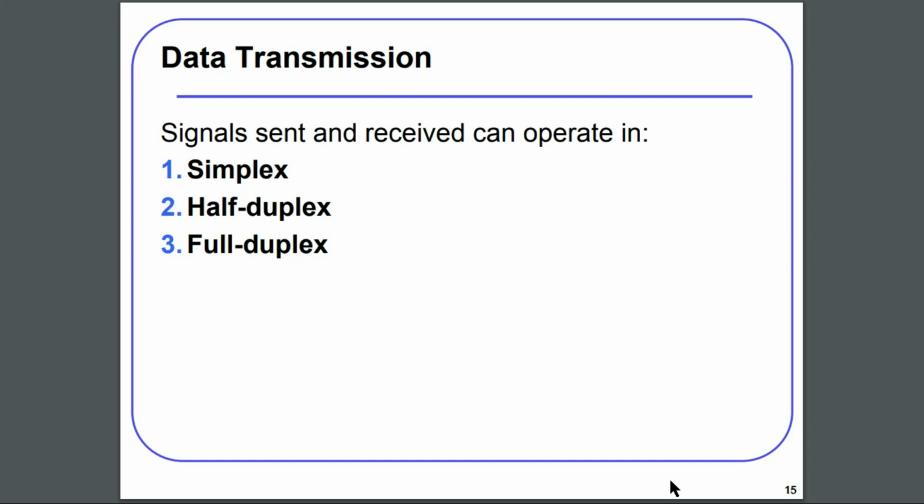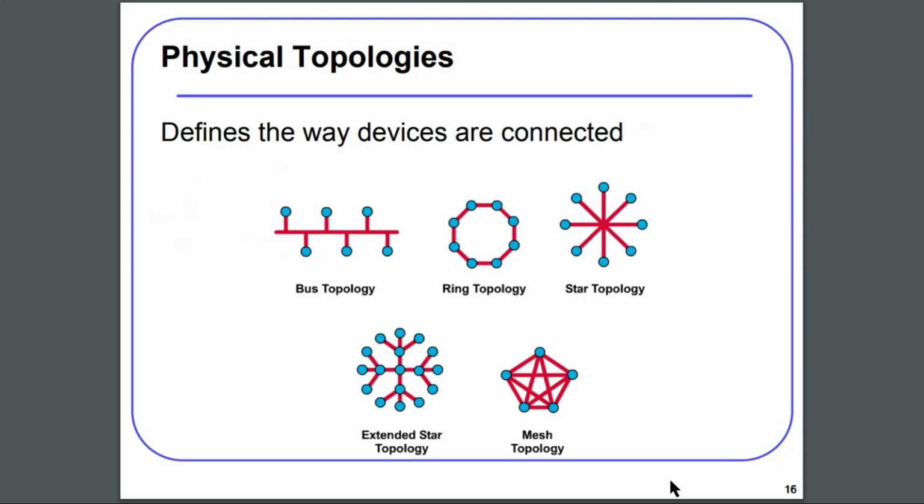So data transmission: signals are sent and received, and operate as simplex, half duplex, and full duplex. And physical topologies define how the devices are connected. There are different types of topologies: first in the picture is the bus topology, second is the ring topology, this is the star topology, this is the extended star topology, and this is the mesh topology. So let's move to the next slide.